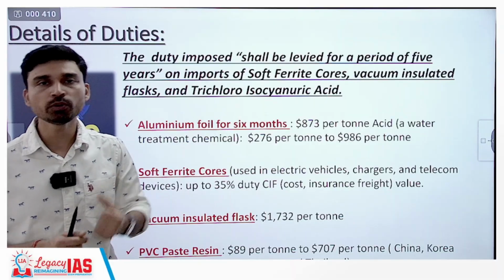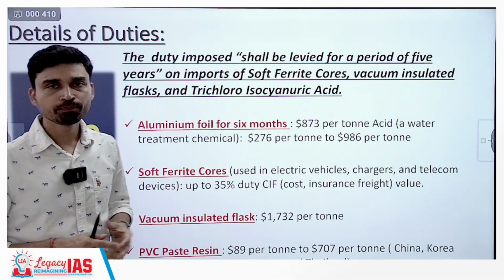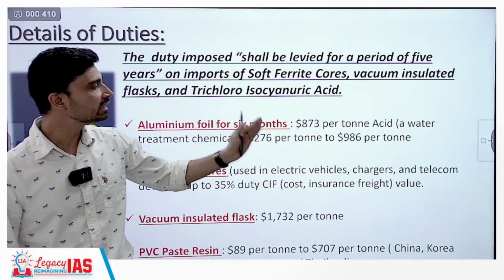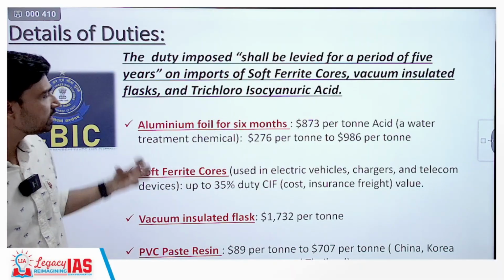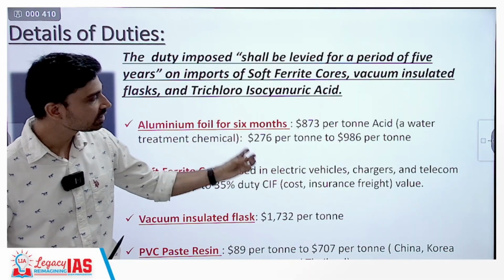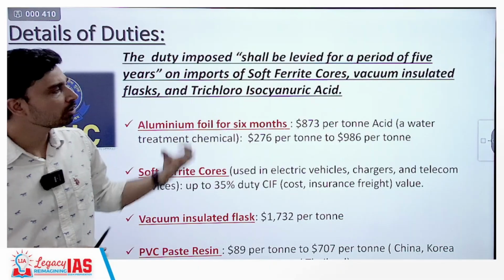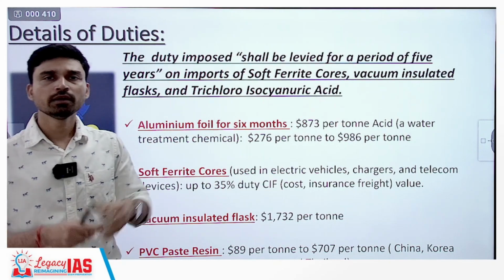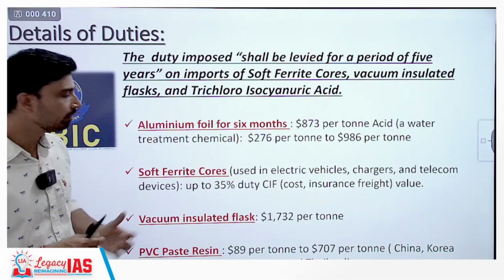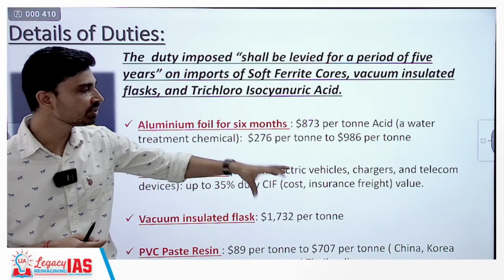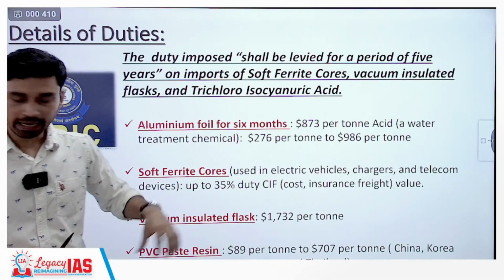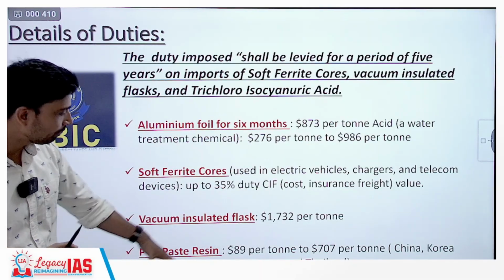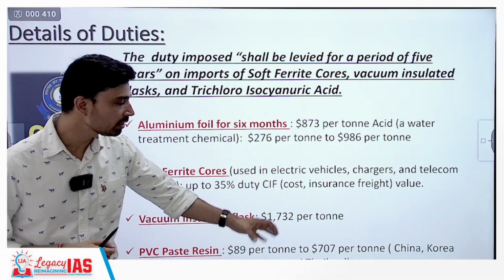If you look at the amount of duties, in the case of aluminium foil the anti-dumping duty will be valid for 6 months and the duty is $873 per ton. For the acid treatment chemical, the duty will be $276 per ton to $986 per ton depending on the concentration and grade of the acid. Then the soft ferrite cores, which is very important because it is used in sectors such as electric vehicles, chargers and telecom devices: up to 35% duty on the cost, insurance and freight value can be imposed by the government. Vacuum insulation flask will have a duty of $1,700 per ton, and PVC paste resin will have anywhere between $89 per ton to $707 per ton.